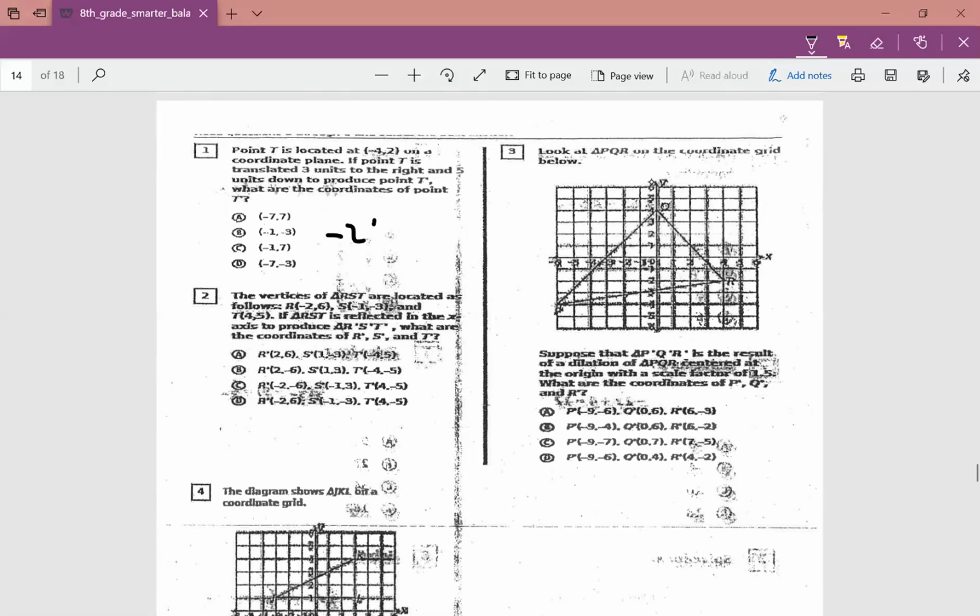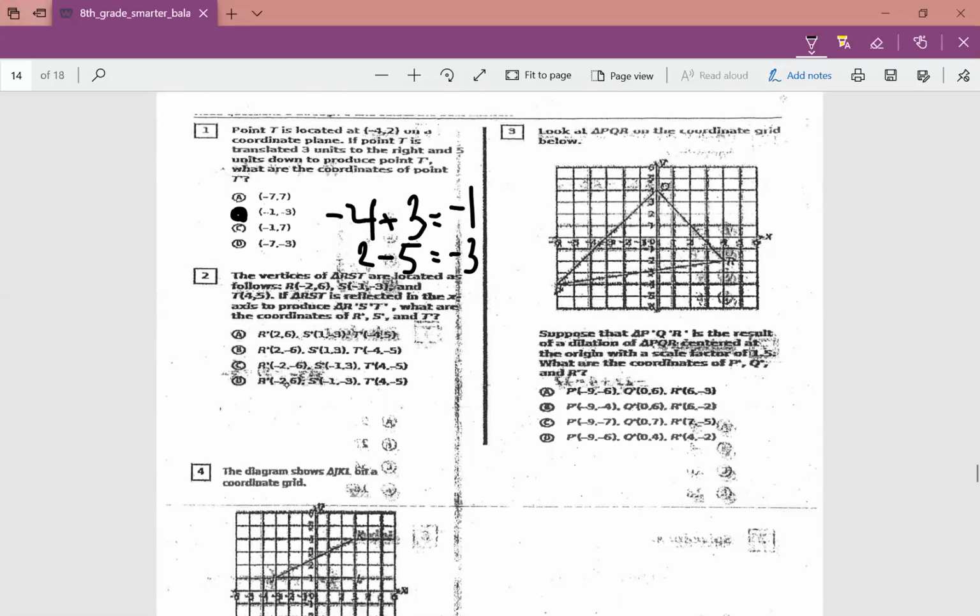So negative 4, you're adding 3. So that new value becomes negative 1. And then was that 2, right? 2, and then you went 5 units down. That becomes negative 3. Negative 1, negative 3 is B.